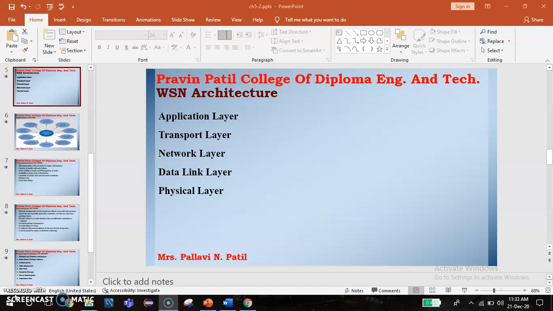Modulation, transmission, and receiving techniques are the importance of the physical layer. In a multi-hop wireless sensor network, distant transmission needs an energy-efficient modulation scheme. Energy efficiency can be increased by a proper modulation scheme. These are the WSN architecture layers.